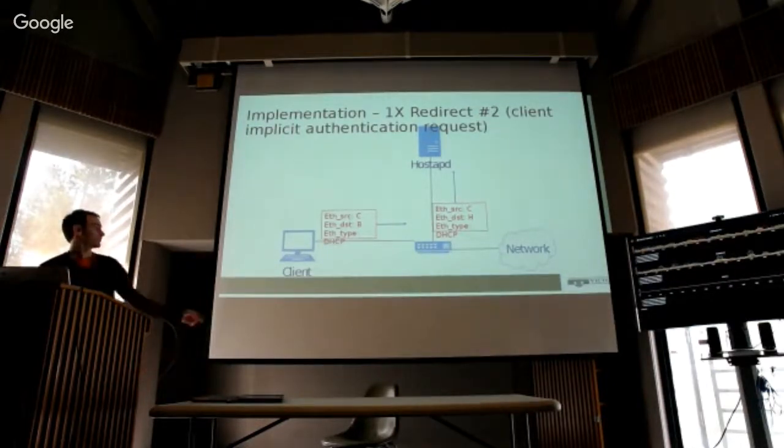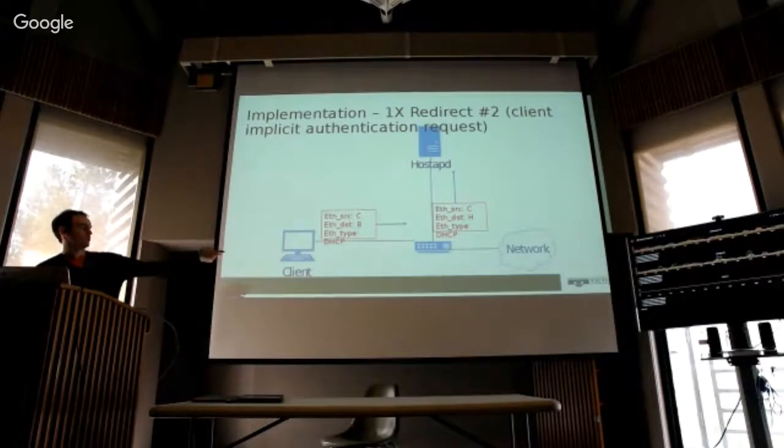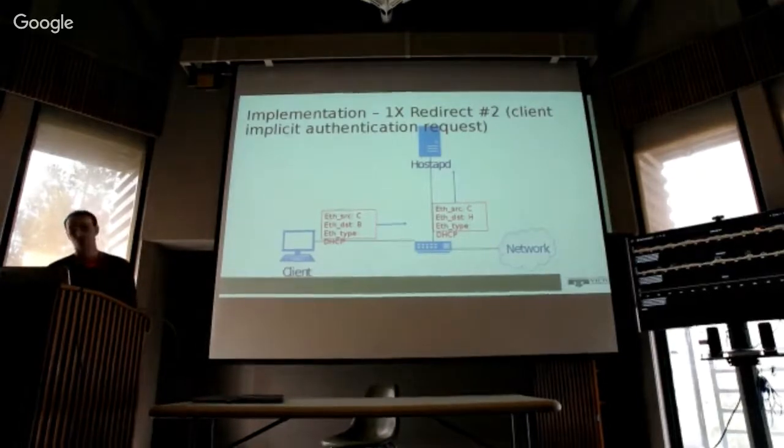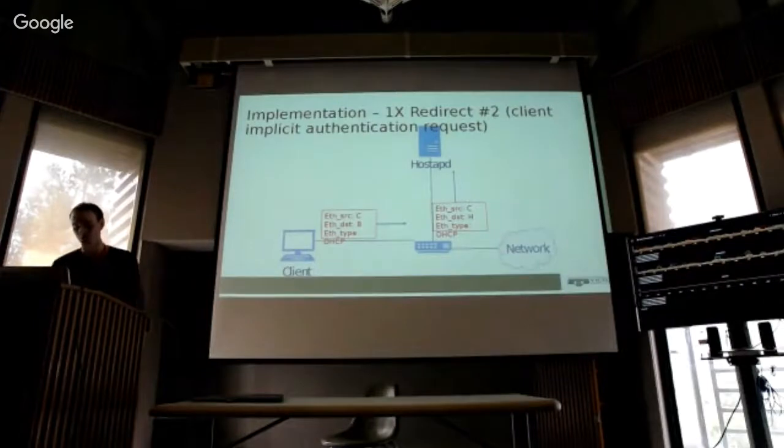So the client sends their packet to the broadcast address. We have a rule on our switch that essentially says redirect all unauthenticated traffic to our hostapd server, right? So we change the MAC address and it passes through the normal Faucet pipeline and gets sent out to our hostapd server and only our hostapd server.